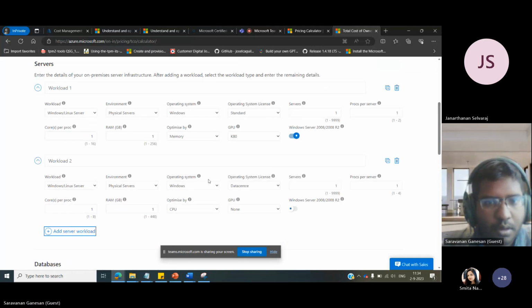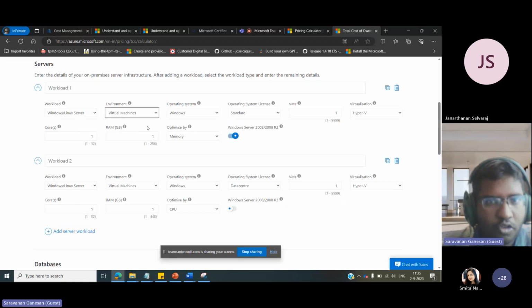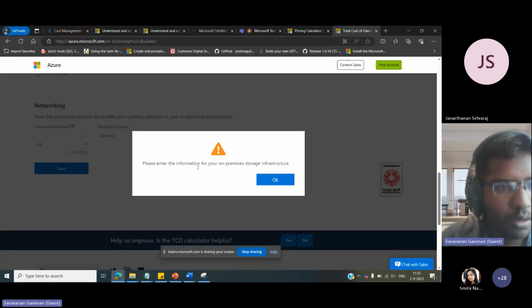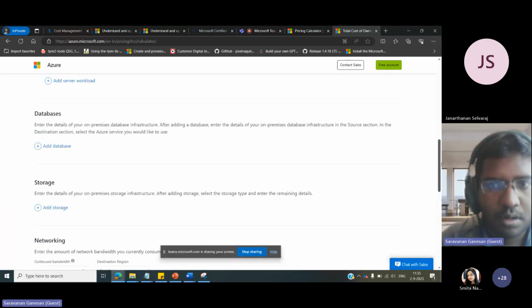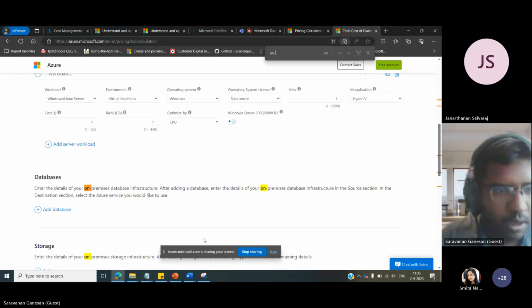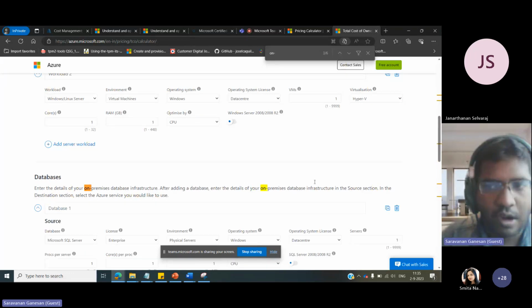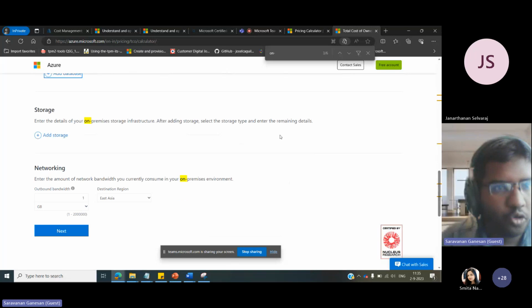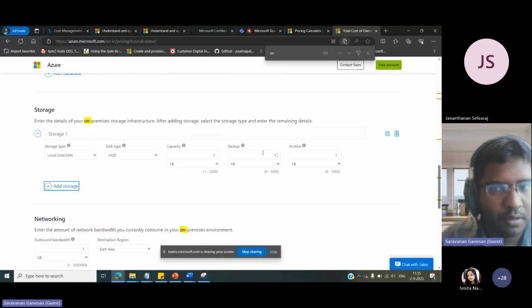One more server. The virtual machines or physical servers, it is asking actually. Okay. And then here it is. Actually, enter details of the on-premise database structure. Once it is done, it will ask for our storage as well. I need to give the on-premise storage infrastructure.